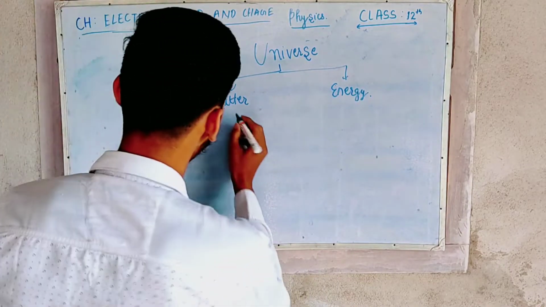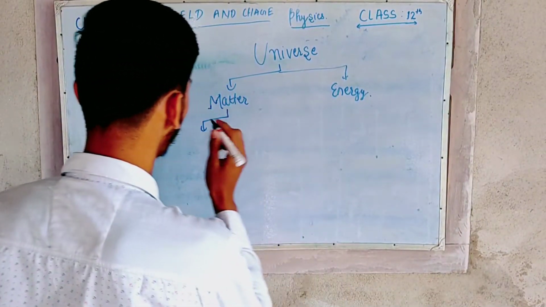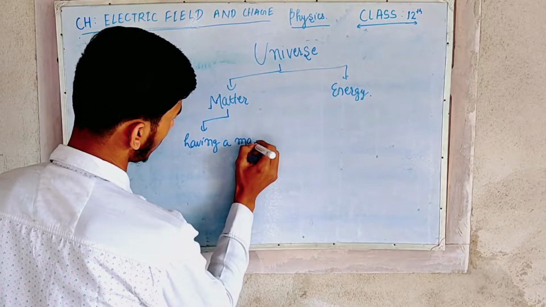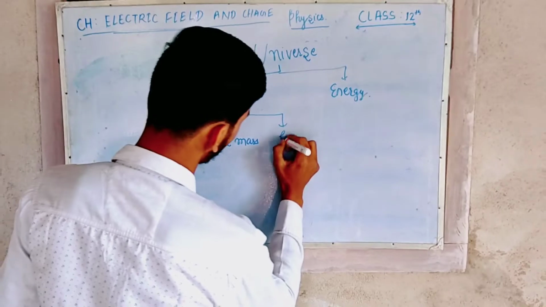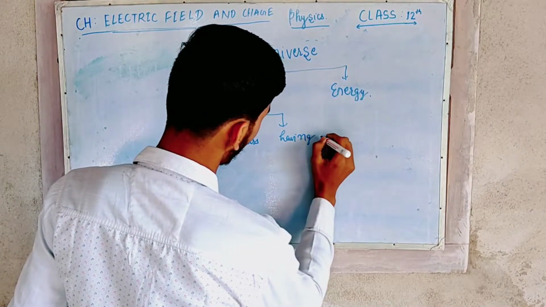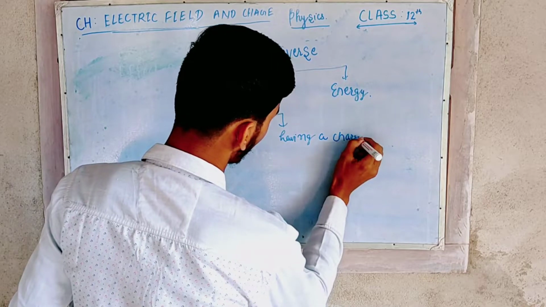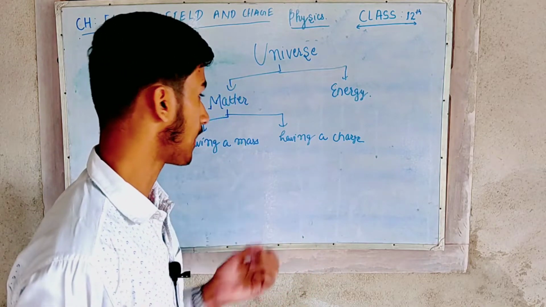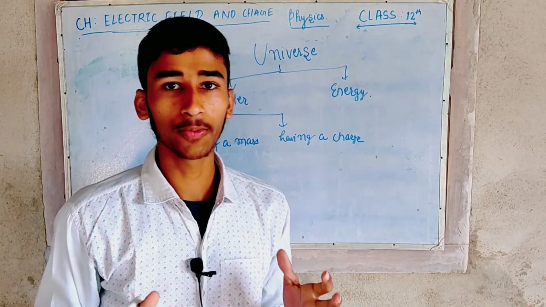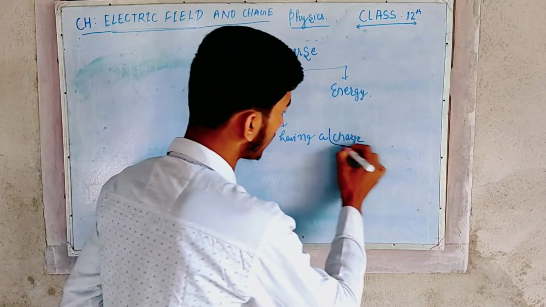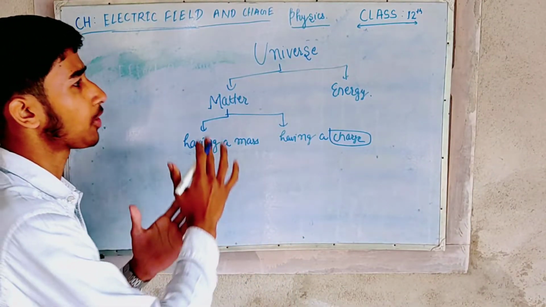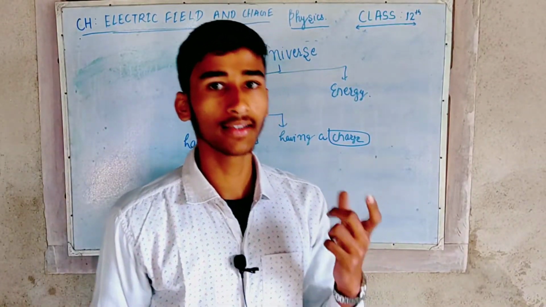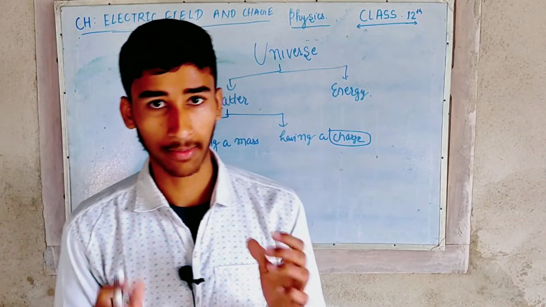So we all know about matter. The intrinsic properties of matter are having a mass and having a charge. So I hope you understand that we will study about the charge, right? The universe is made up of only two things, matter and energy, and the intrinsic properties of matter are having a charge and having a mass, right?